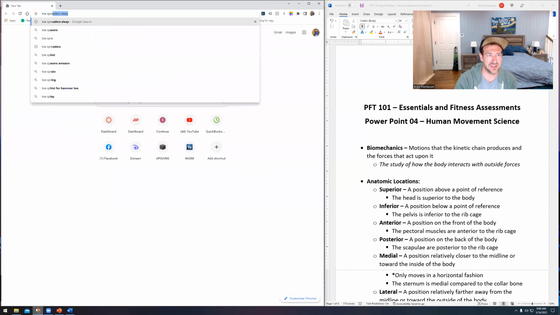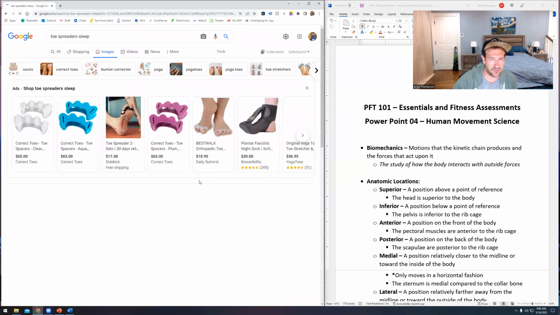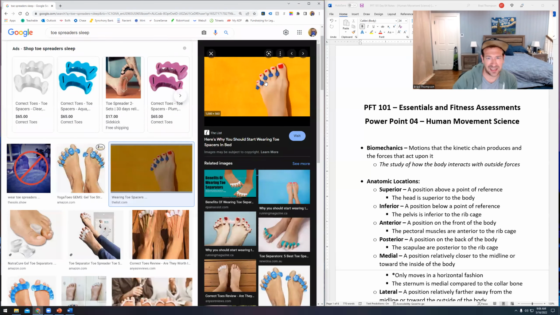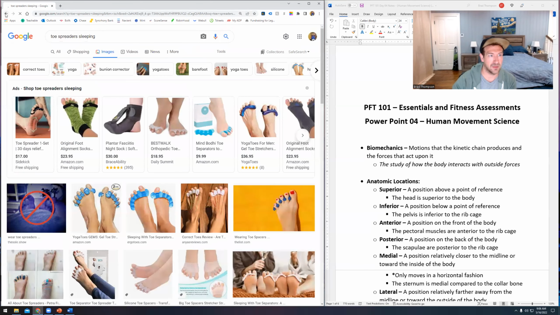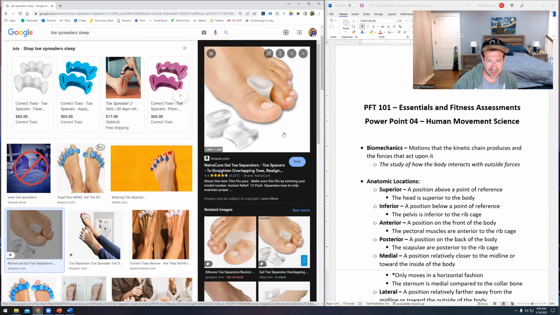I wouldn't get one of these, the ones that are like a full loop. I like these personally. Honestly, the big toe is the big problem, so my favorite one is just this one, these little tiny itty bitty ones.